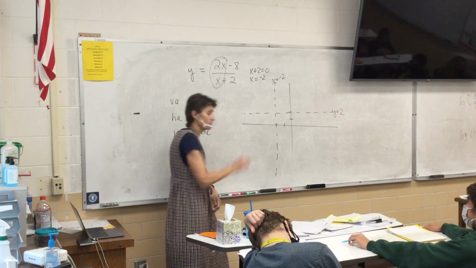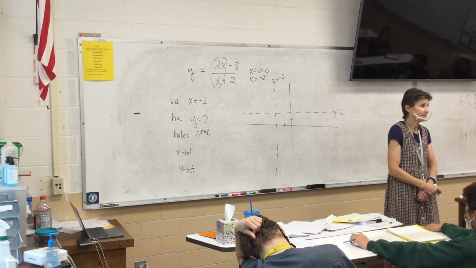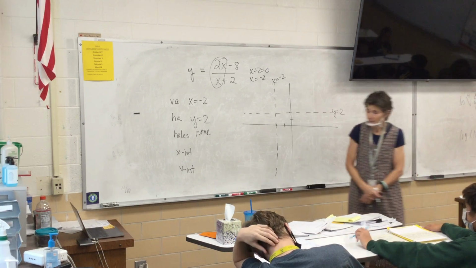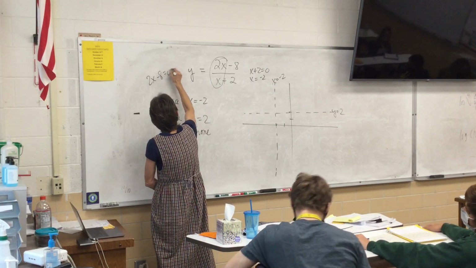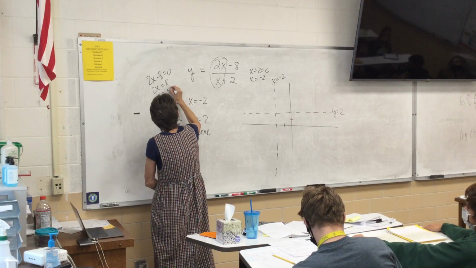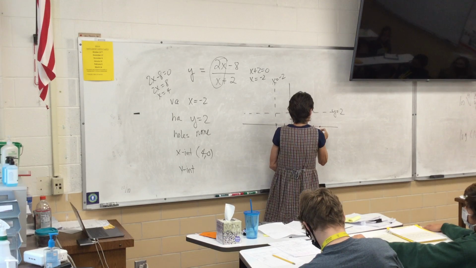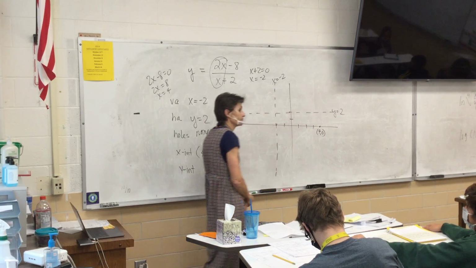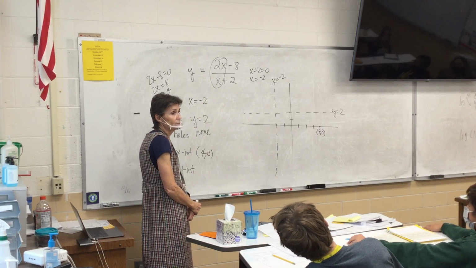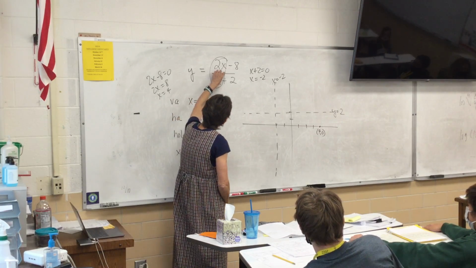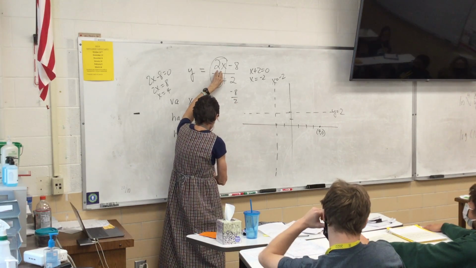How do you find an x-intercept? Look at your sheet if you don't know. No, that's not how you find an x-intercept. Set the numerator equal to 0. So if I set my numerator equal to 0, I'm going to get 4. So my x-intercept is at 4. How do I find my y-intercept? I let x be 0. So if I put zeros in here, I'm going to have negative 8 over 2, which is negative 4.